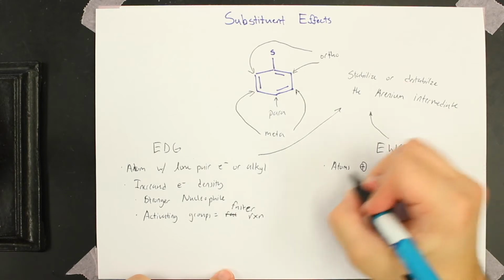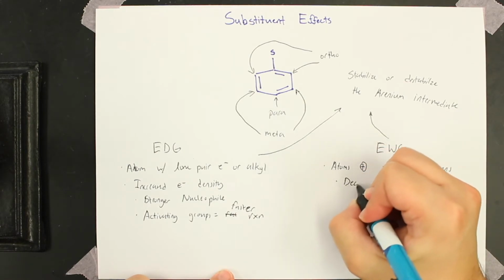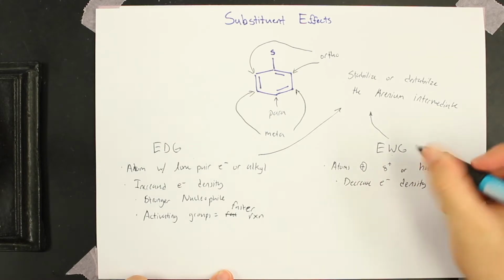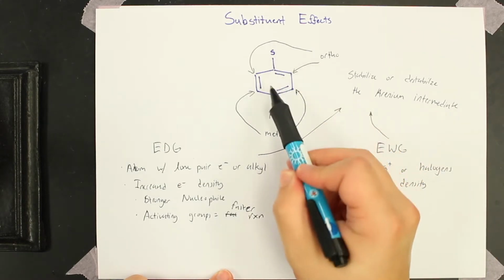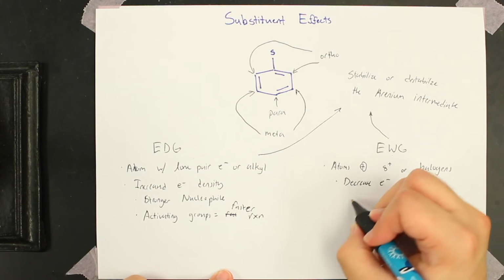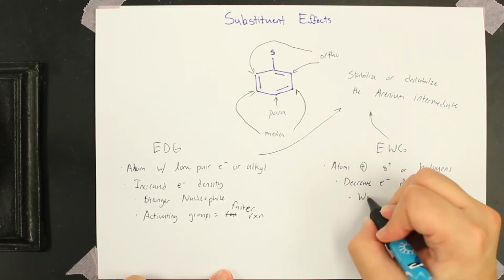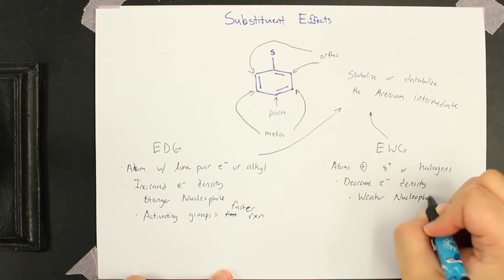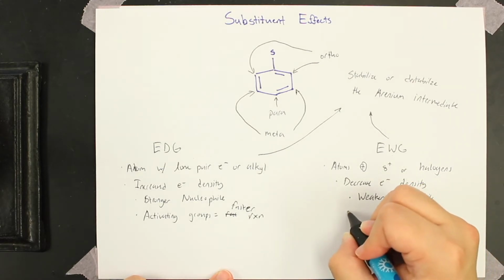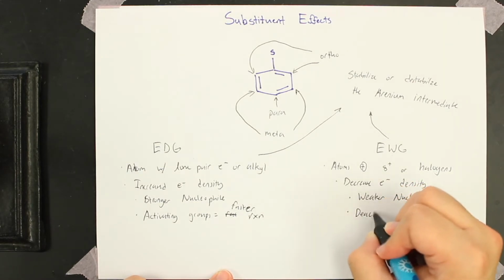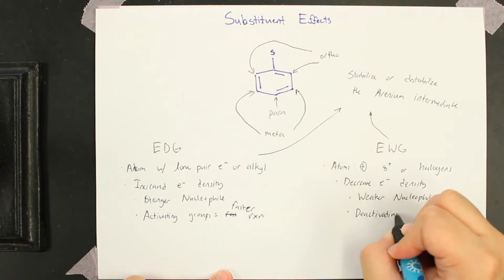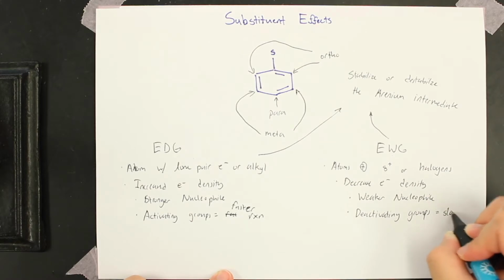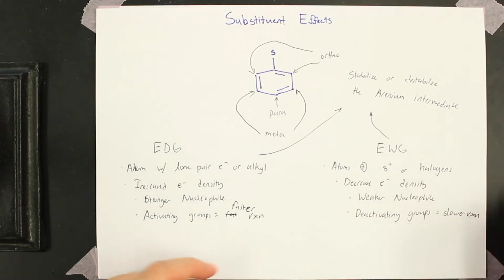Conversely, an electron withdrawing group is going to decrease the electron density of the ring. And if you decrease the electron density of the ring, if you're pushing electron density outside of the ring, it is no longer a good nucleophile. It's now a weaker nucleophile. Therefore, we call these groups deactivating groups, and they have slower reactions in EAS.